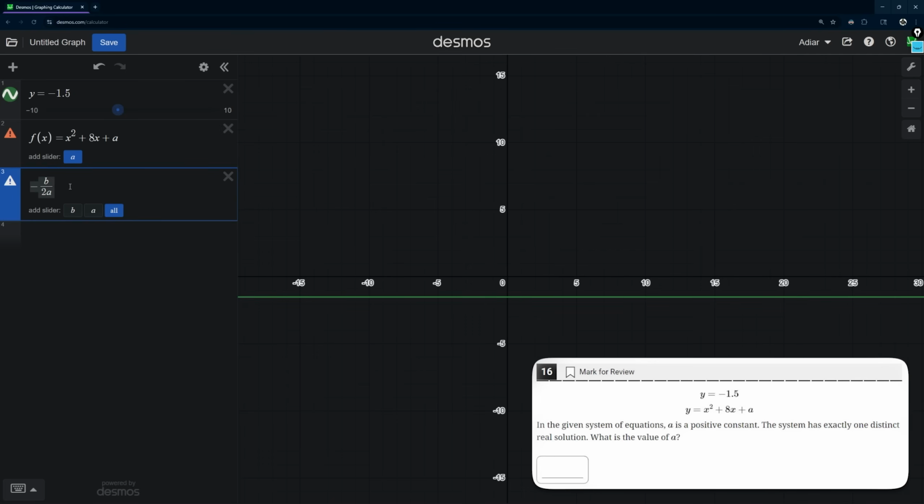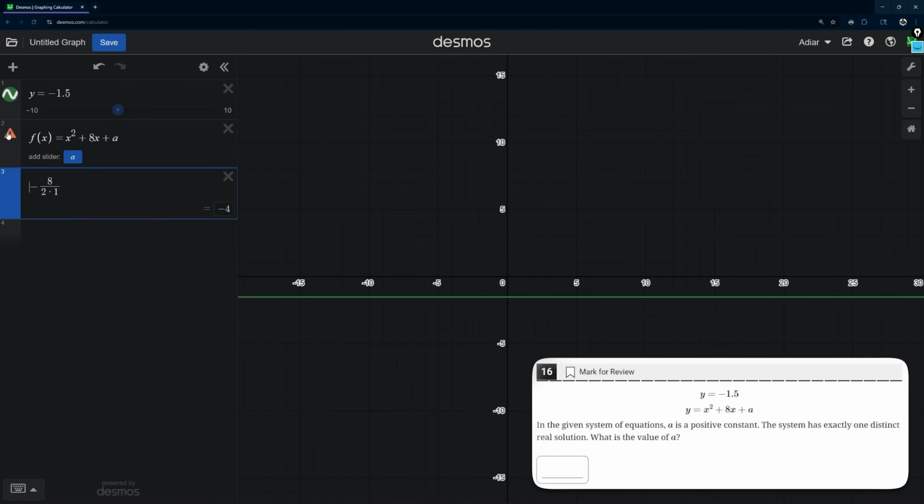The x value of the vertex of a parabola is negative b over 2a, where this is your a value, this is your b value, and this is your c value. So it looks like our c value, well, that's what we're solving for. Our a value right here is 1, so 2 times 1. And our b value is 8. So we've just now figured out the x value of our vertex is negative 4.